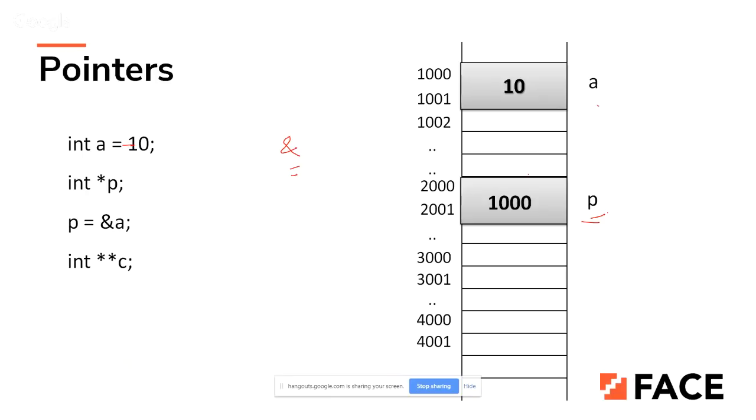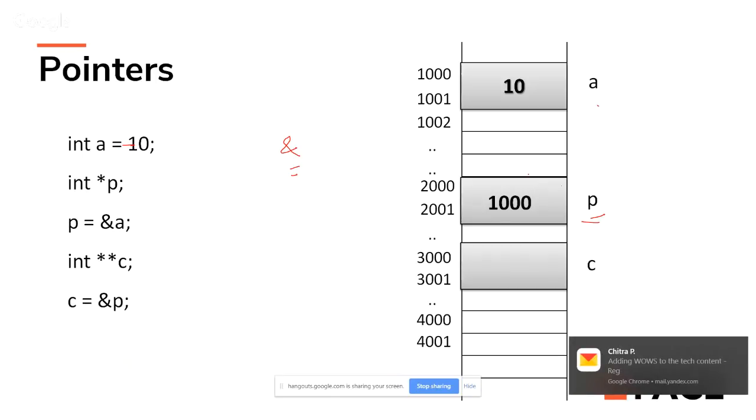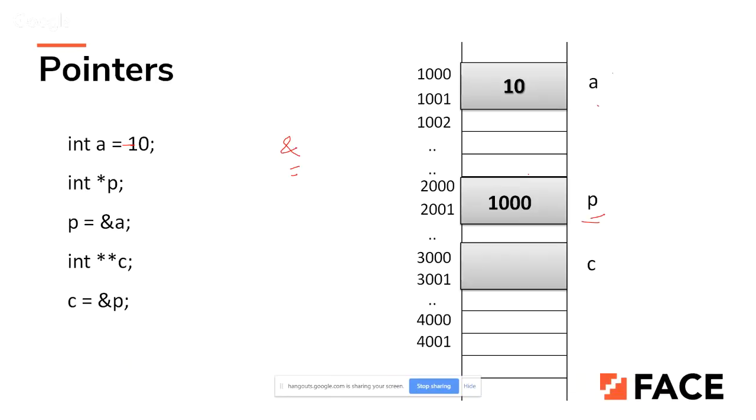And next, star star c is a double pointer. It is also a variable. Whenever I am declaring a pointer, automatically memory will be created for that variable. As usual, the memory has been created for the variable c. Here I'm going to store the address of a pointer variable in a double pointer. What is the address of the pointer variable p? The address of the pointer variable p is 2000. So 2000 will be stored in the memory location of the variable c.